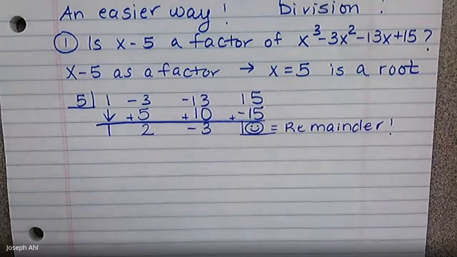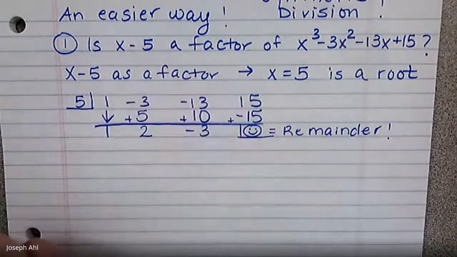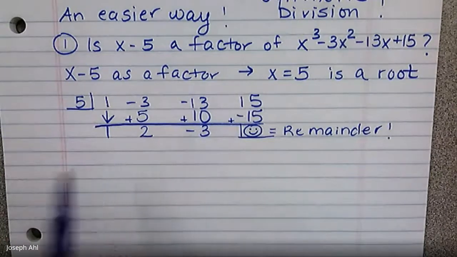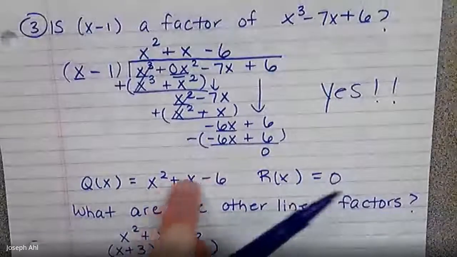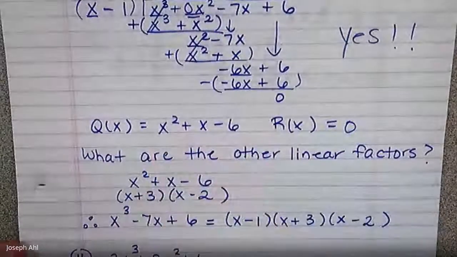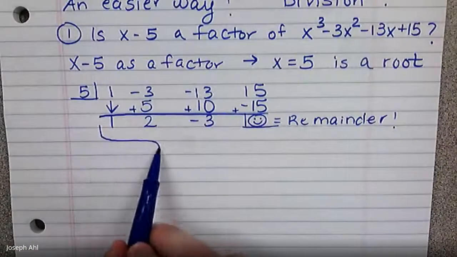And we like 0 remainders because what that means is that x minus 5 is in fact a factor of that cubic polynomial. Now, the interesting thing is remember before when we had those other linear factors that we were able to find, right? Didn't we have this quadratic and we said, hey, we can factor that and break it down? Guess what these numbers right here represent?